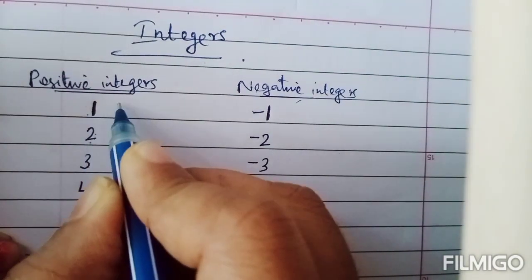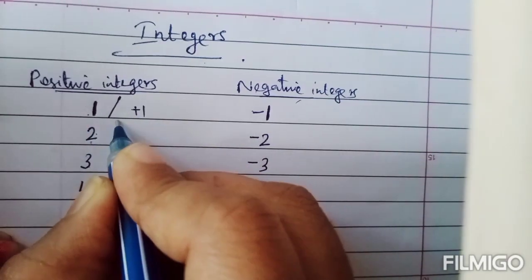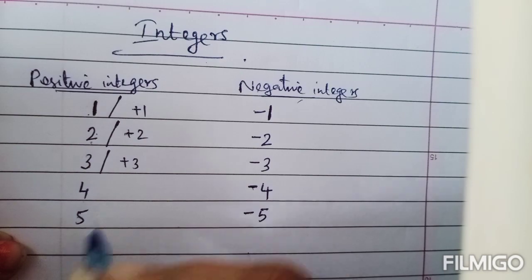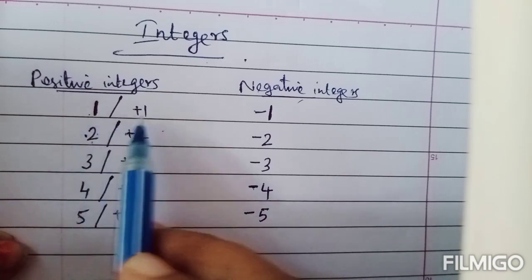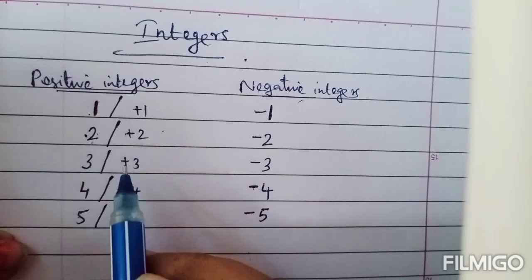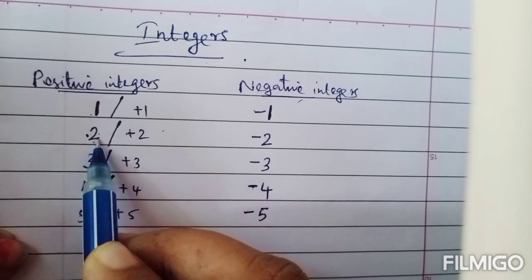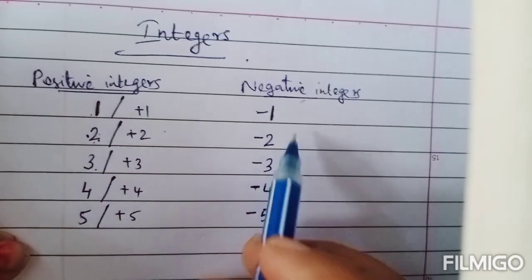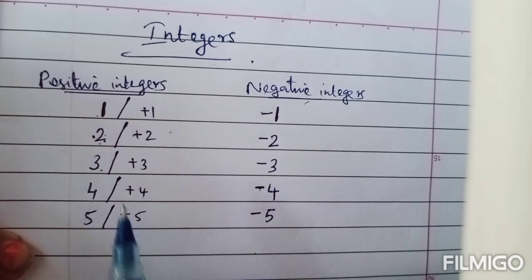We can write 1 as 1 or positive 1, in this way also we can write +1. Okay, 2 or positive 2, 3 or positive 3, 4 or positive 4, 5 or positive 5. Both are same. 1 and +1, they are same. Simply 1 means it is positive 1. Simply 2 means it is positive 2. Simply 3 means it is positive 3. Okay, but before negative integers, we will put a negative sign or minus sign. Okay, that is the difference.